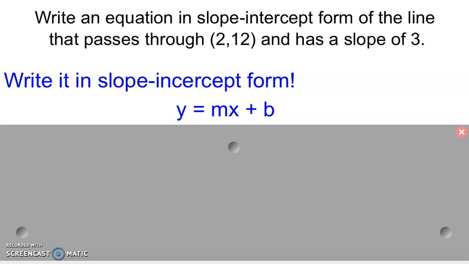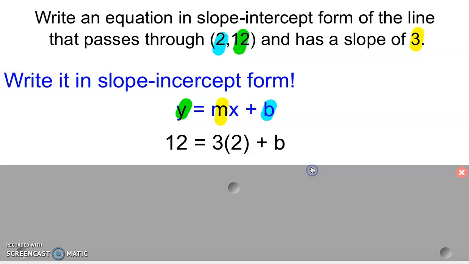Let's take a look at another question. Write an equation in slope-intercept form of the line that passes through (2, 12) and has a slope of 3. So in this case, I'm just going to fill this into the y equals mx plus b format. So my slope is 3, which is going to go here. My y is 12, which is going to go here. And my x is 2, which is going to go here. So I just fill this in. So then 12 equals 3 times 2 plus b.